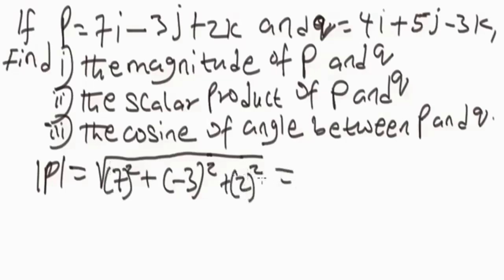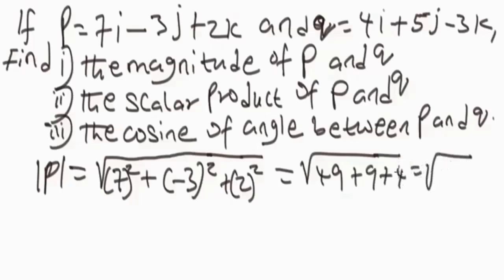When you simplify this, you're going to have the square root of 7 square, which gives us 49, plus -3 square, which gives us 9, plus 2 square, which gives us 4. So when you simplify, we're going to have the square root of 62. Square root of 62 will give us 7.87. Let's leave it in 2 decimal places. So this will be the magnitude of this vector P.